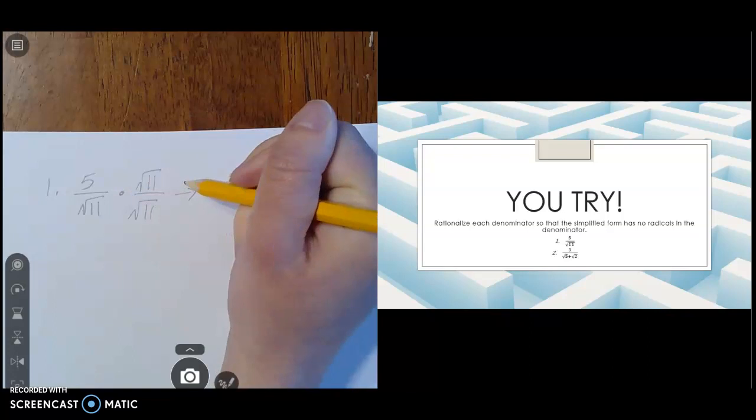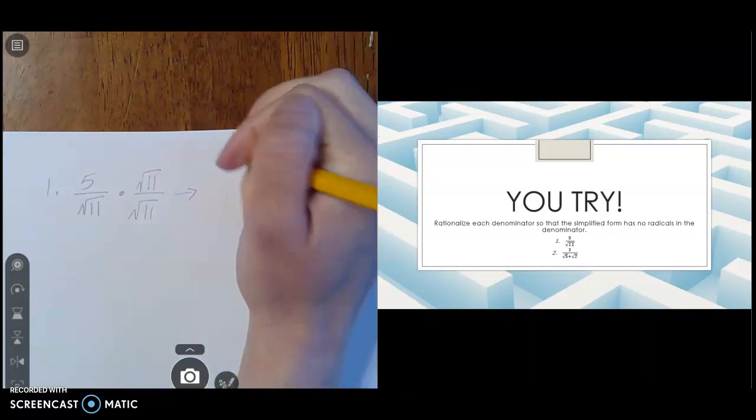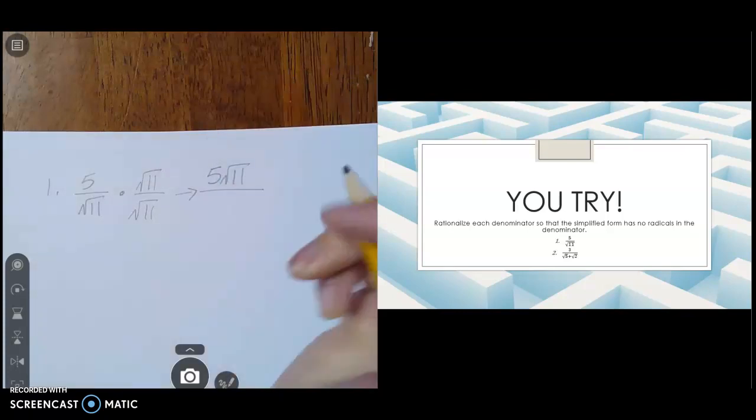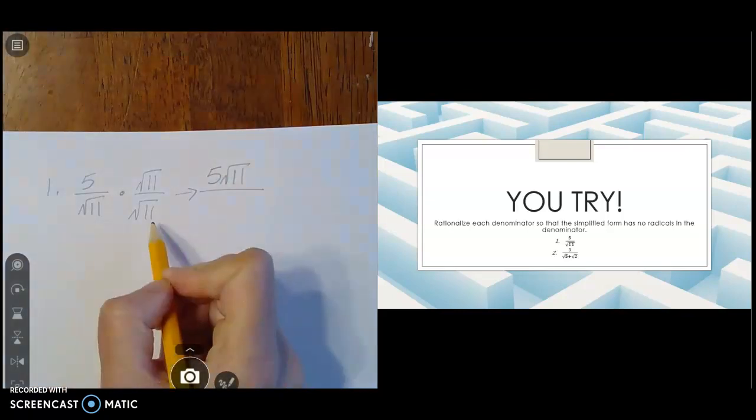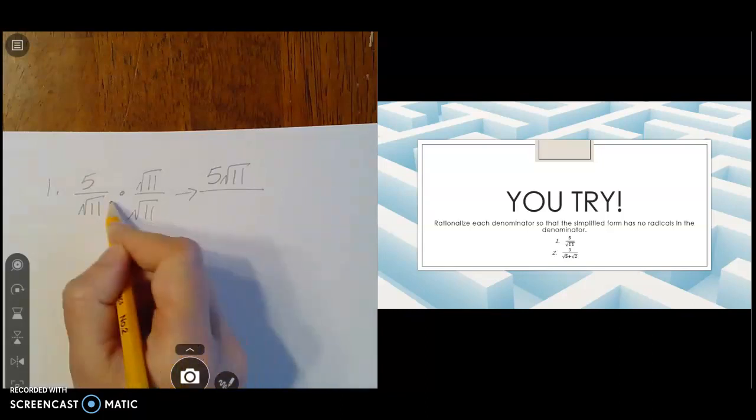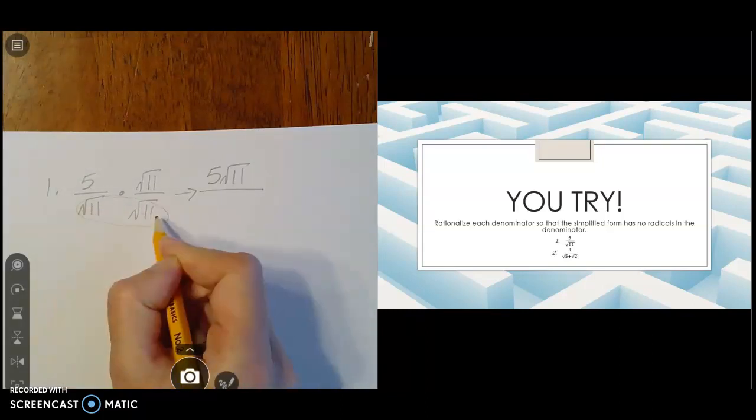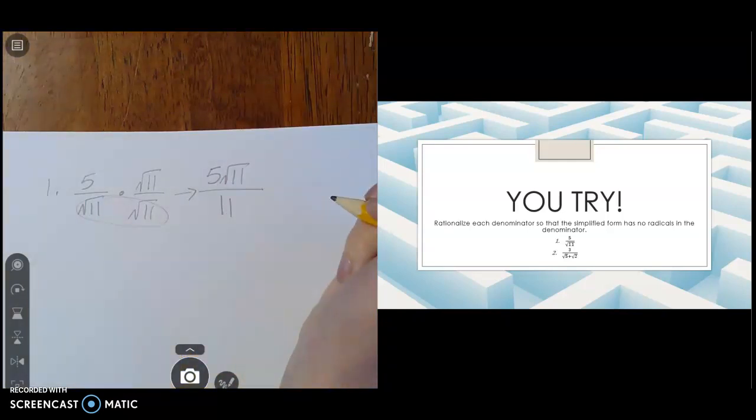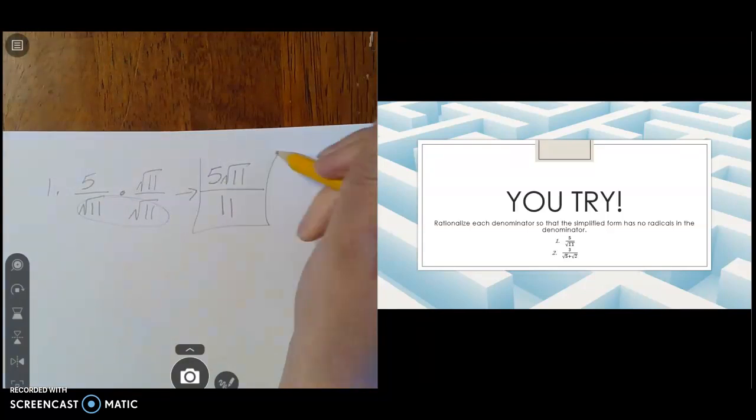So multiplying those together, 5 times the square root of 11 would be 5 radical 11, or 5 square root of 11. In the denominator, you're going to get the square root of 121, or the square root of 11 times 11. You'll have a nice little pair of 11s, which will come out of the square root and be in your denominator. So the simplified form in number 1 is 5 square root of 11 over 11.